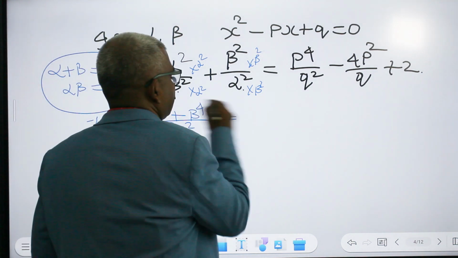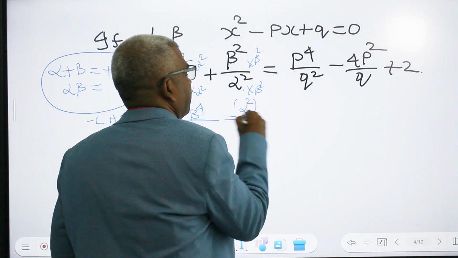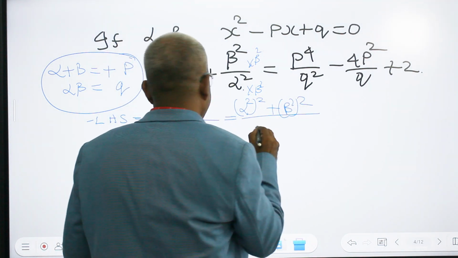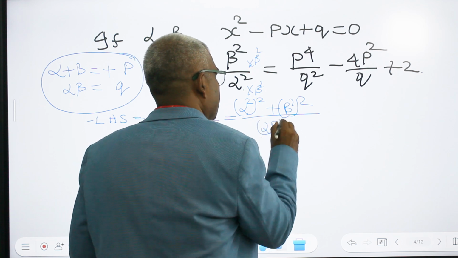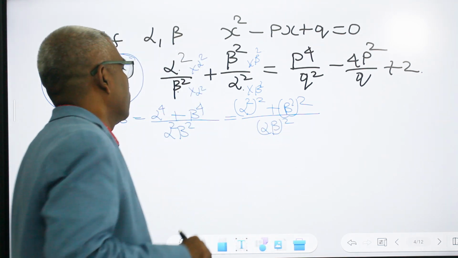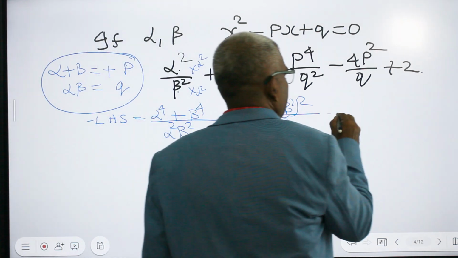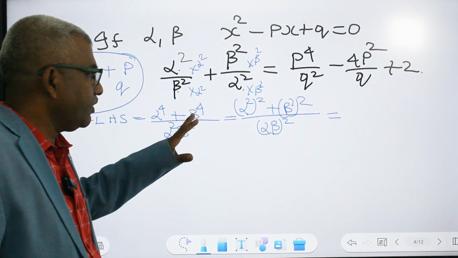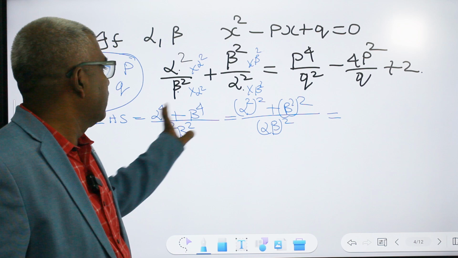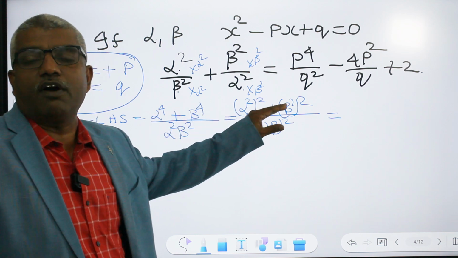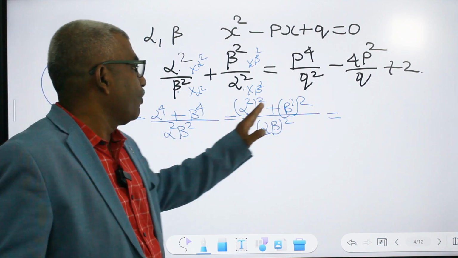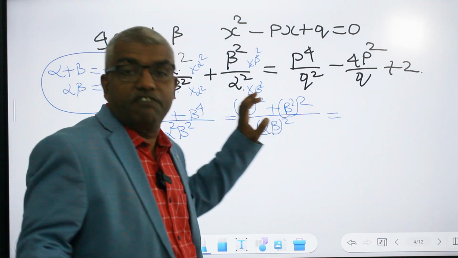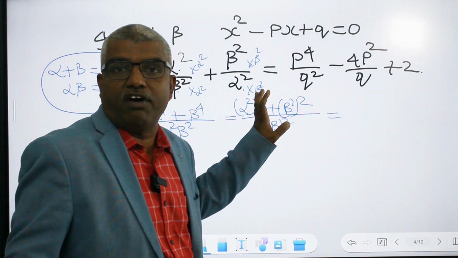Okay. What is alpha power 4? Alpha squared plus beta square divided by alpha beta whole square. Alpha power 4 I rearrange to alpha square squared, beta power 4 I rearrange to beta square squared. Now still we cannot do it because it is not in the form of alpha plus beta.